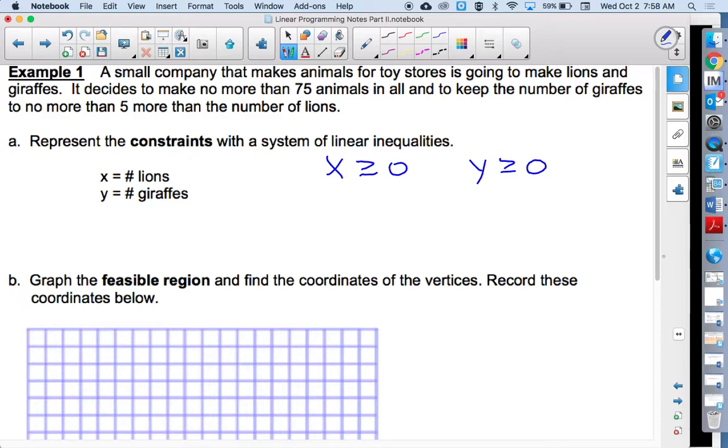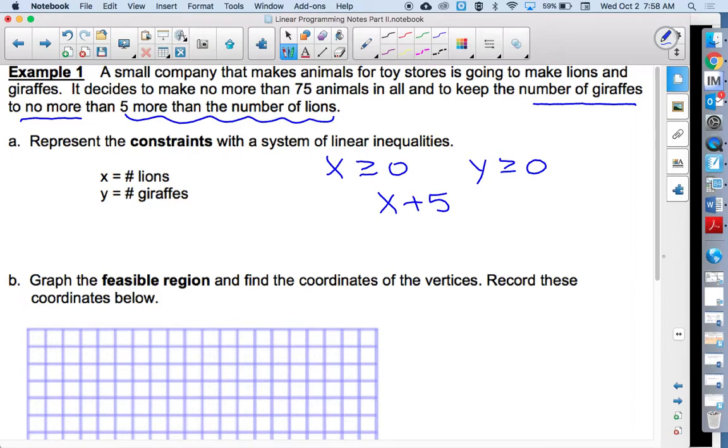So it says here, the number of giraffes to be no more than 5 more than the number of lions. So let's talk about that last part of the statement. So Peter, the last part, 5 more than the number of lions. How would you write that? X plus 5. So 5 more than the number of lions means my number of lions plus 5. So the giraffes can't be more than that.